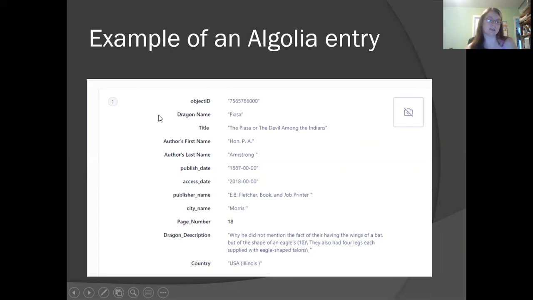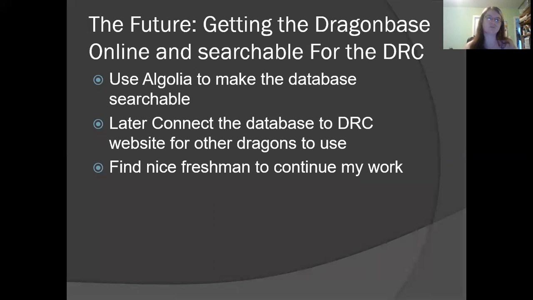So when I made this page, I made it searchable by dragon name, by the author, I think by title as well. I'm still playing around with the searchable aspect, but I do have all the data on the website. I just had to figure out how to work it all the way, which leads me to the future of my project, and that is getting the DragonBase fully online and fully searchable for the DRC.